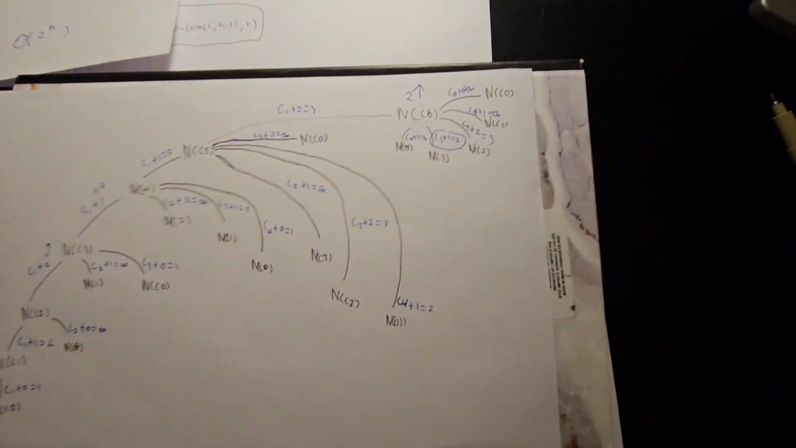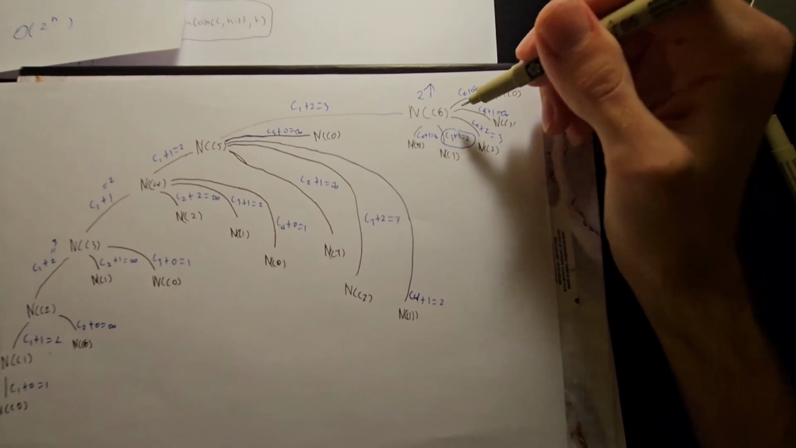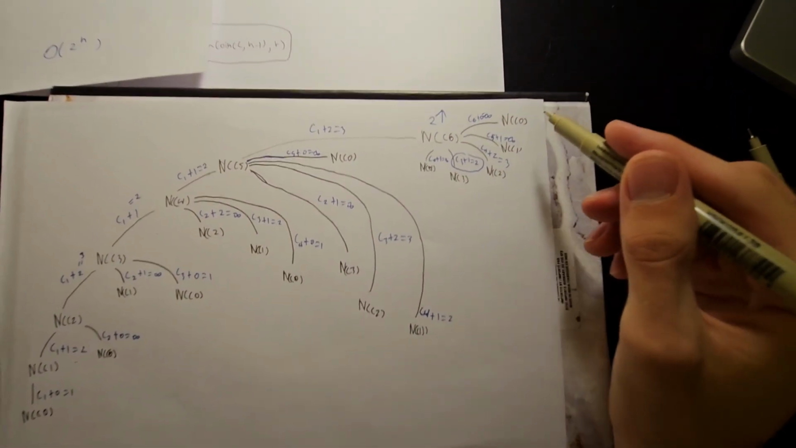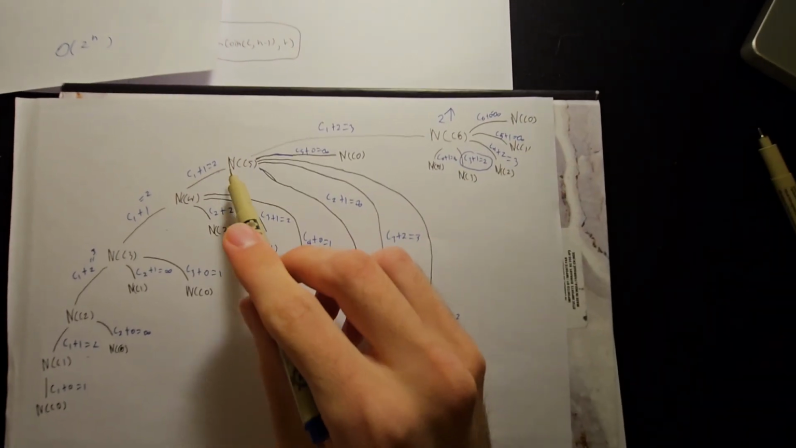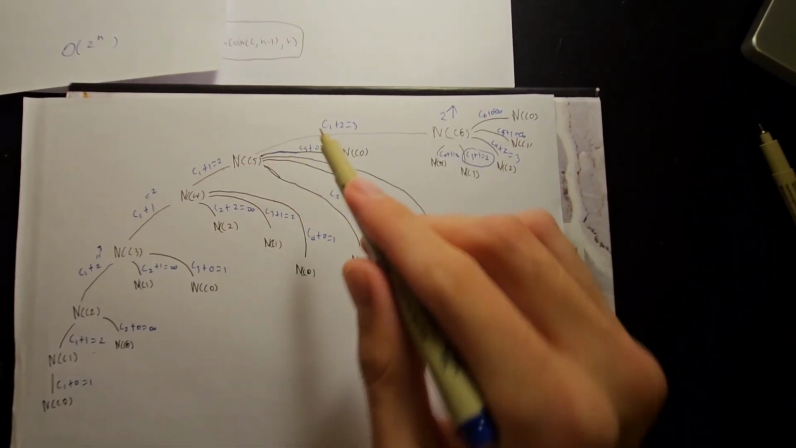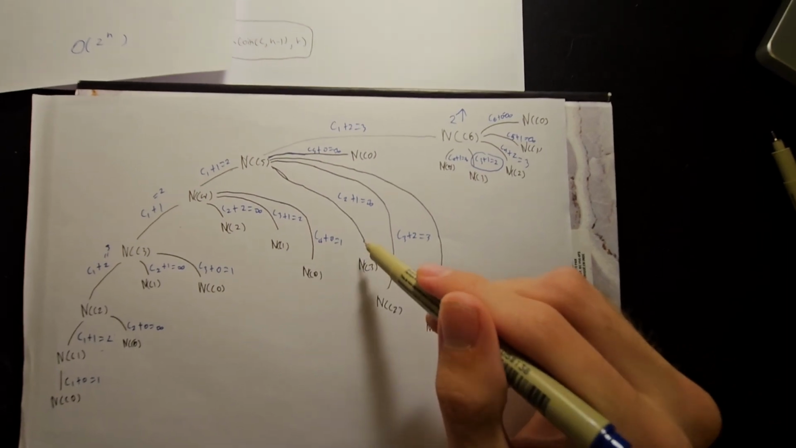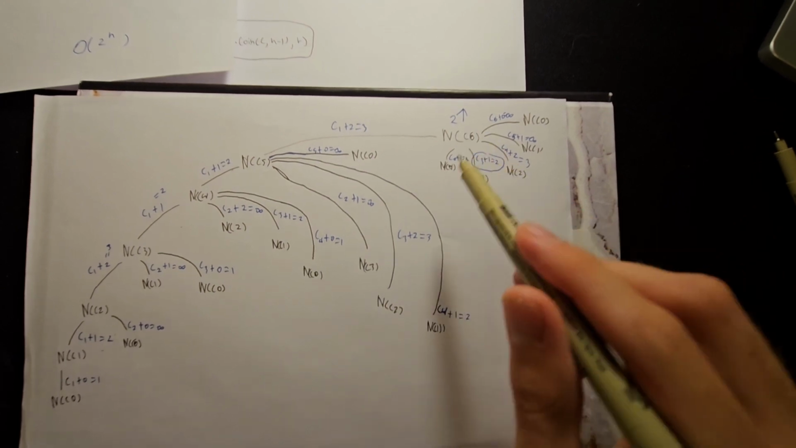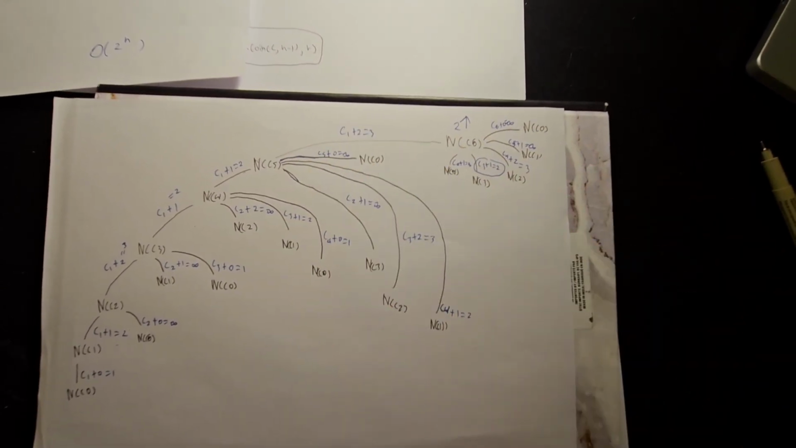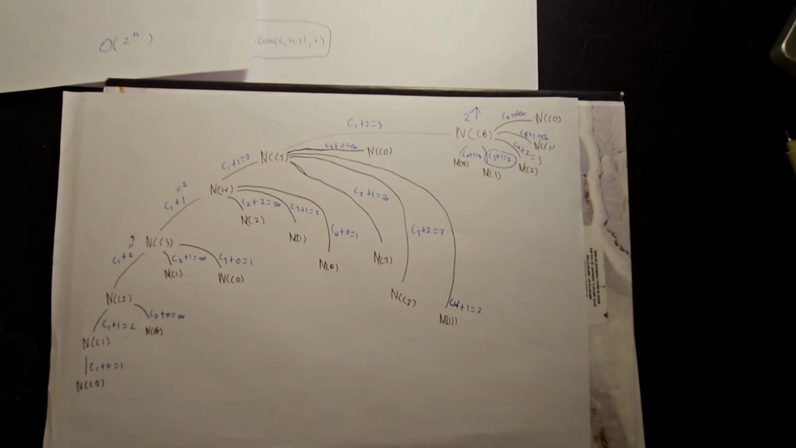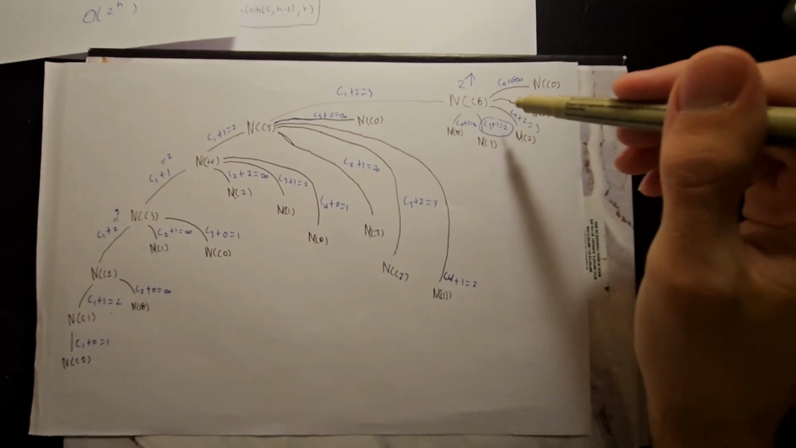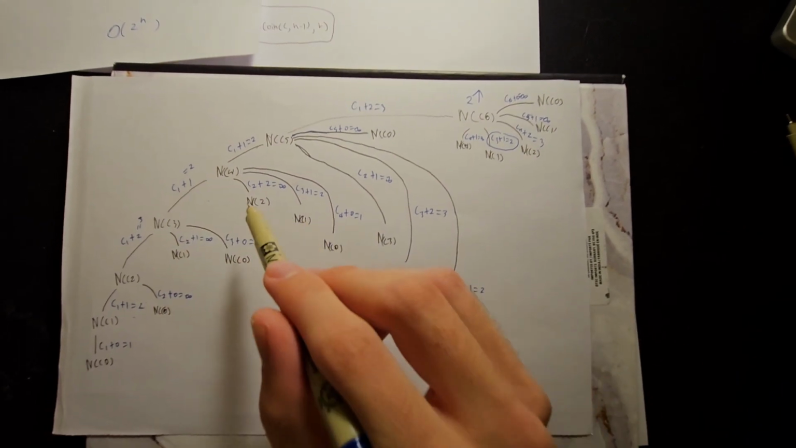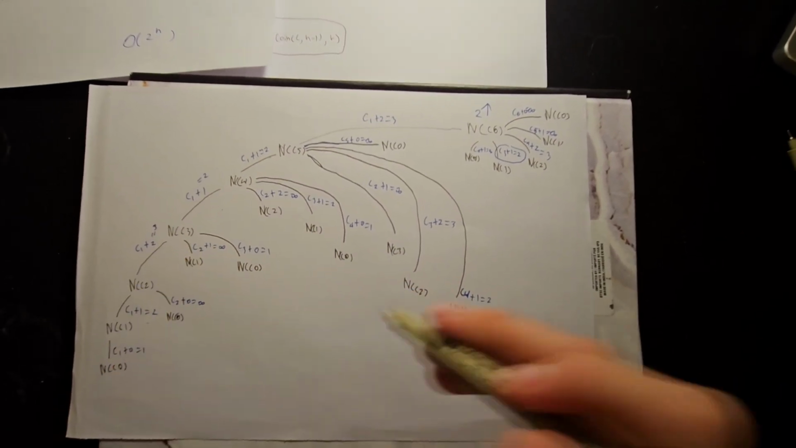For this one, on the other hand, for n of 6, you have a total of 6 runs. For NC5, you have 1, 2, 3, 4, 5, 6, 7 runs. So this is 7 runs. This is going to be 6 runs. This will be 5 runs, and so on and so forth.